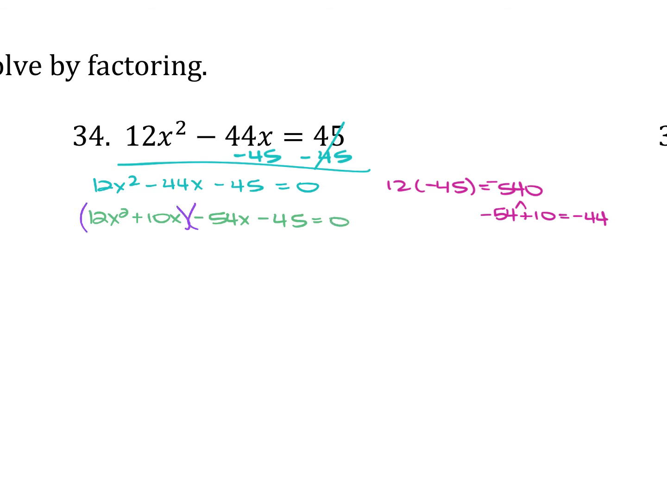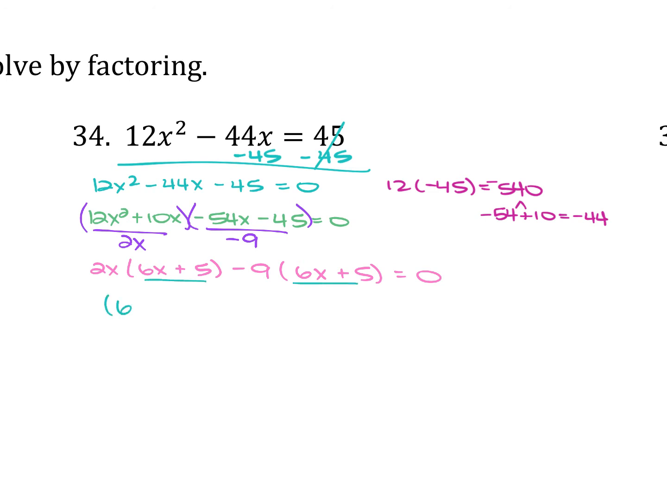Since we have 4 terms now, we're going to factor by grouping. The 12x squared and the 10x share a common factor of 2x. The negative 54x and the negative 45 share a common factor of negative 9. So this is going to give us 2x times 6x plus 5 minus 9 times 6x plus 5 is equal to 0. Your 2 sets of parentheses are identical now, so rewrite them once and then form another with a 2x minus 9.